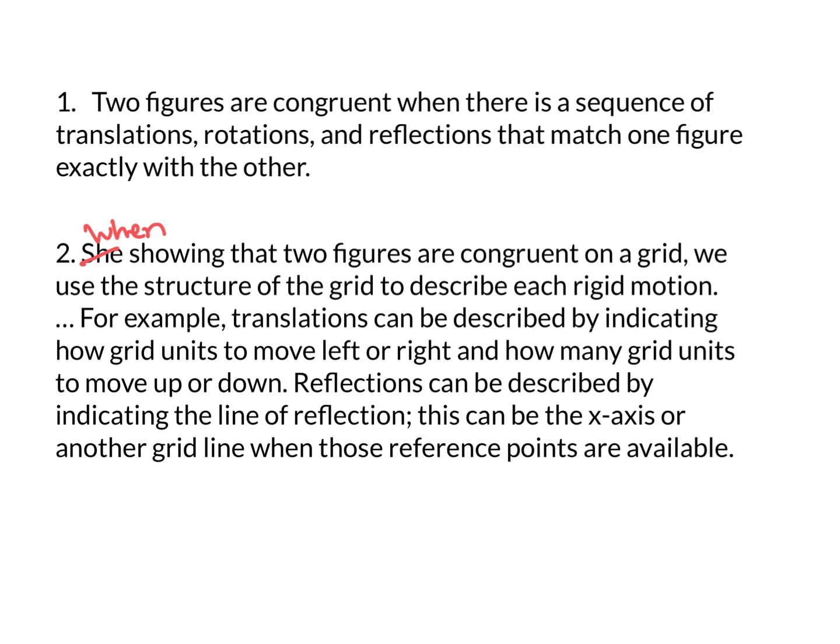When showing that two figures are congruent on a grid, we use the structure of the grid to describe each rigid motion or transformation. For example, a translation can be described by indicating how many grid units we move to the left or right, and how many grid units we move up and down. We need to be specific and explain why they are congruent, not just say they're congruent. We have to explain why.